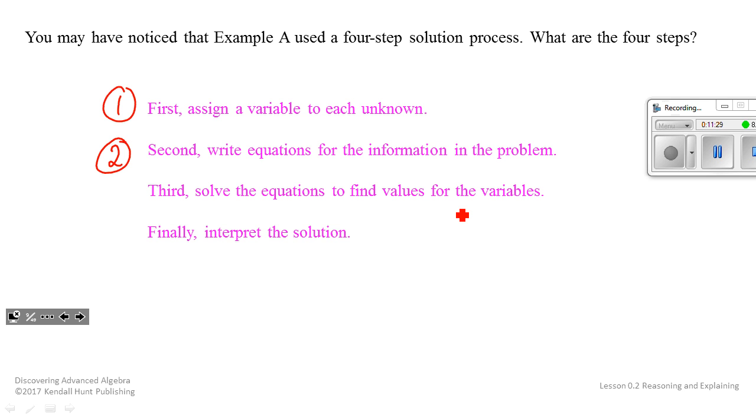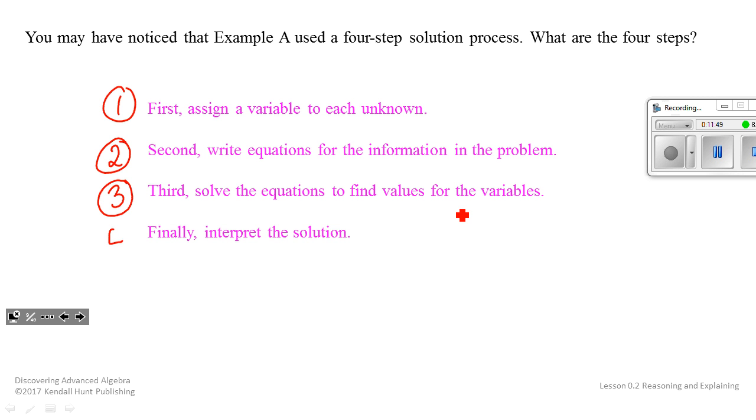Variables, B equals boys, G equals girls, A equals adults, and then we wrote equations for those. Okay, third, we solve the equations to find values for the variables. So whatever method you're going to use, and the way I did it might not be the way you do it, that's okay, there are multiple ways to solve those equations for the variables.